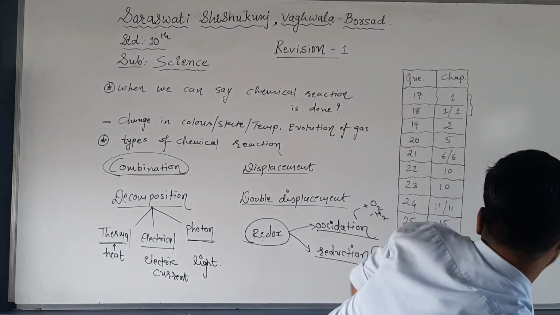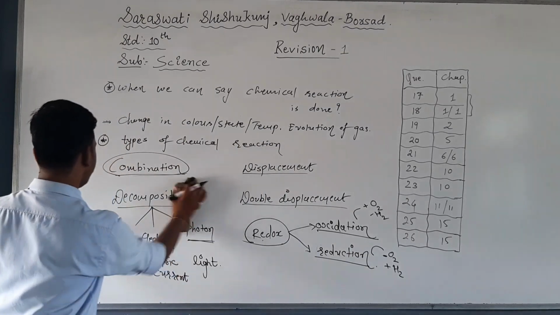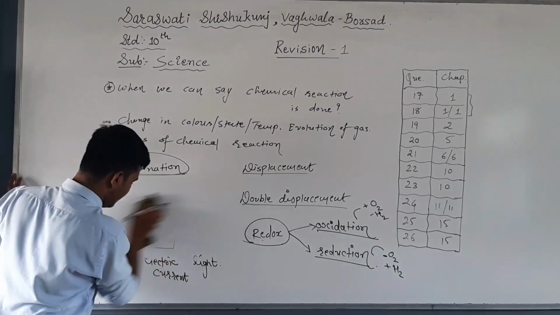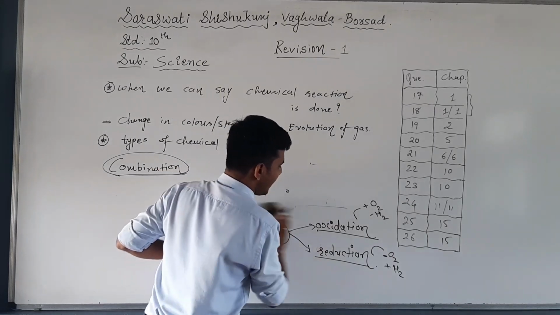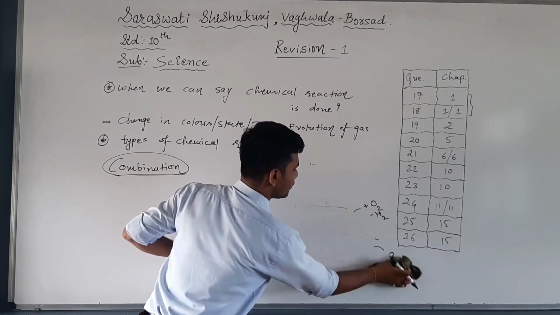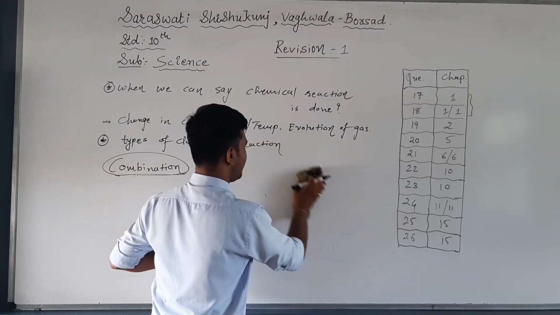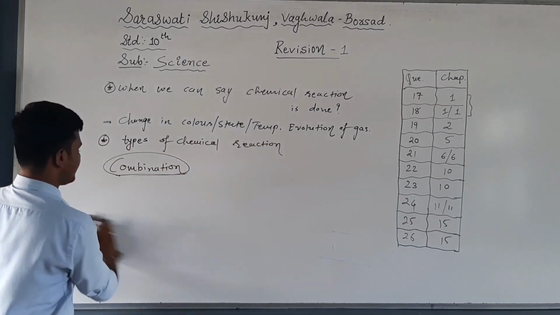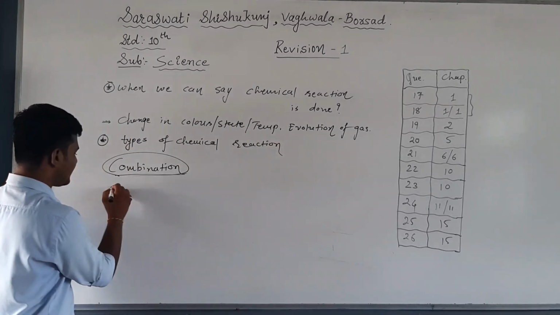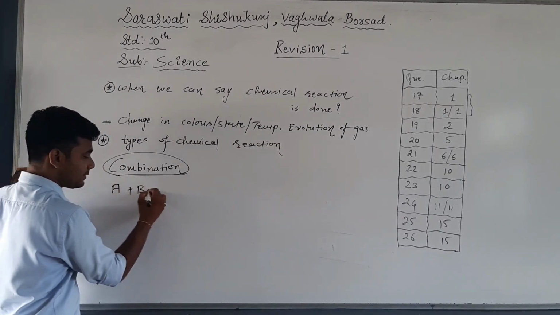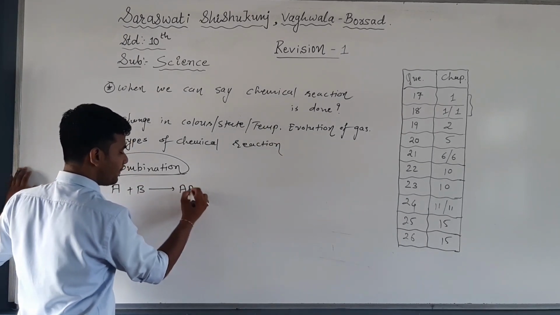Now let's study it. First, let's talk about combination reaction. Now beta, what will happen in a combination reaction? As we studied, when two or more than two reactants react with each other and give a single product, that is called a combination reaction. We can understand it like this: A plus B gives AB. Right?